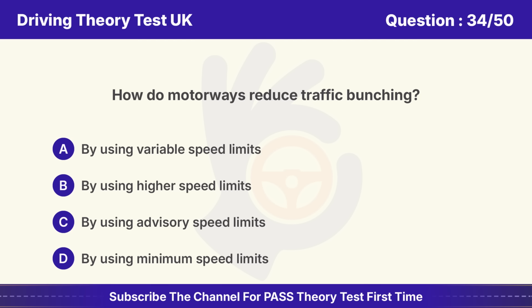Question 34. How do motorways reduce traffic bunching? Option A. By using variable speed limits. B. By using higher speed limits. C. By using advisory speed limits. D. By using minimum speed limits.